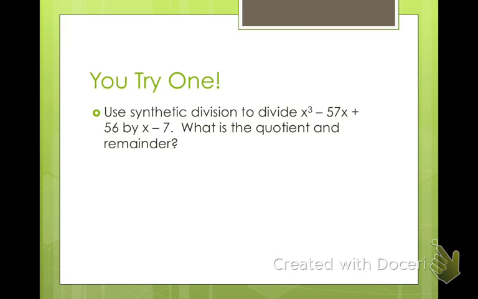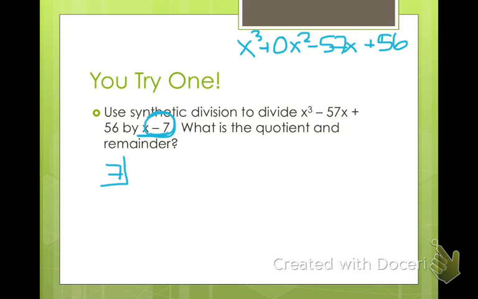Okay, so here's our polynomial, and we're going to divide it by x minus 7. So the first thing we do is we change the sign. Instead of x minus 7, we're going to do a plus 7 and put it in a little box. Now we have to take all our coefficients, and just like last time, we have to account for everything. So I'm going to write this as x cubed plus 0x squared minus 57x plus 56. And I'm going to take the coefficients of all of these and write them down here. So 1, 0, negative 57, 56.